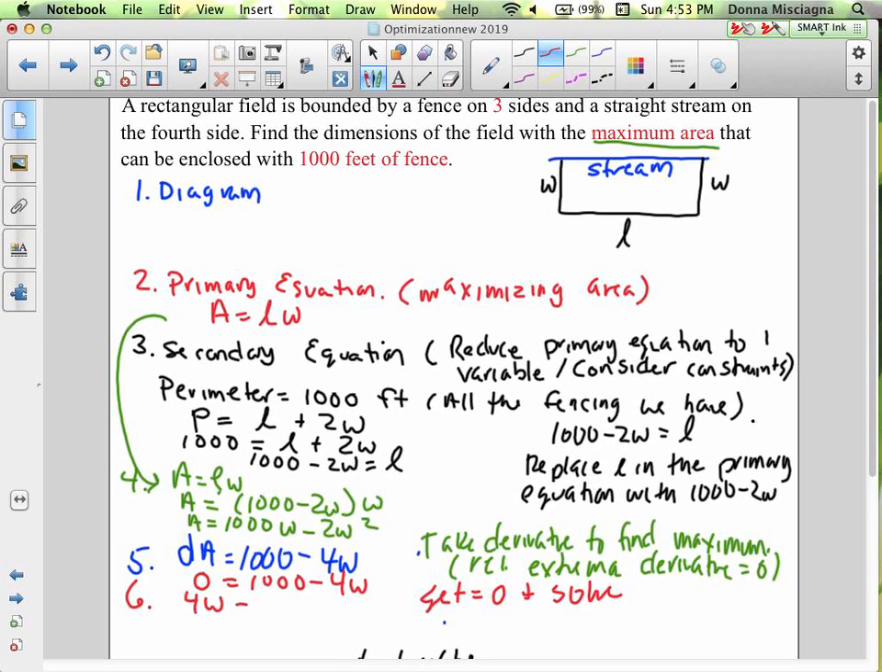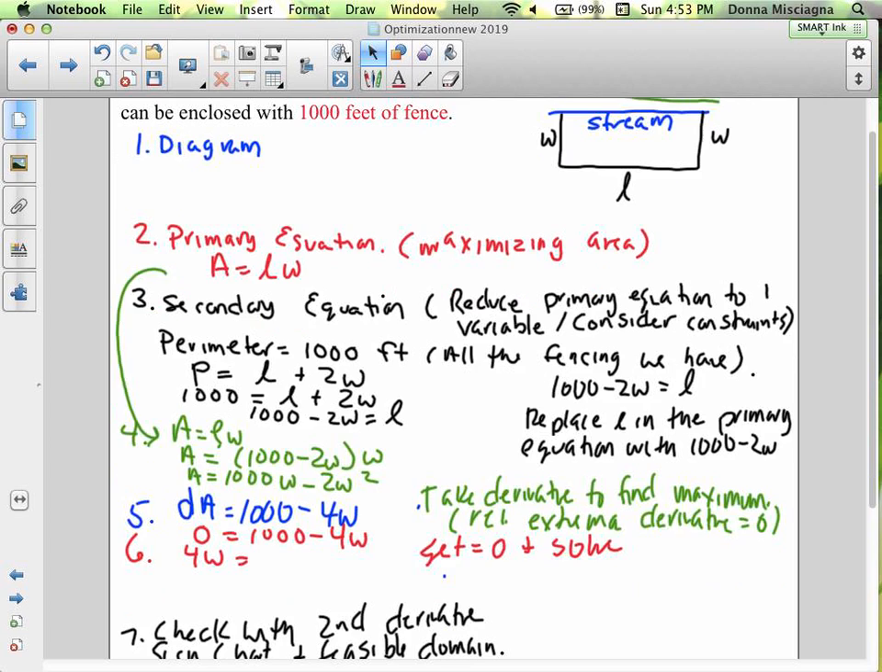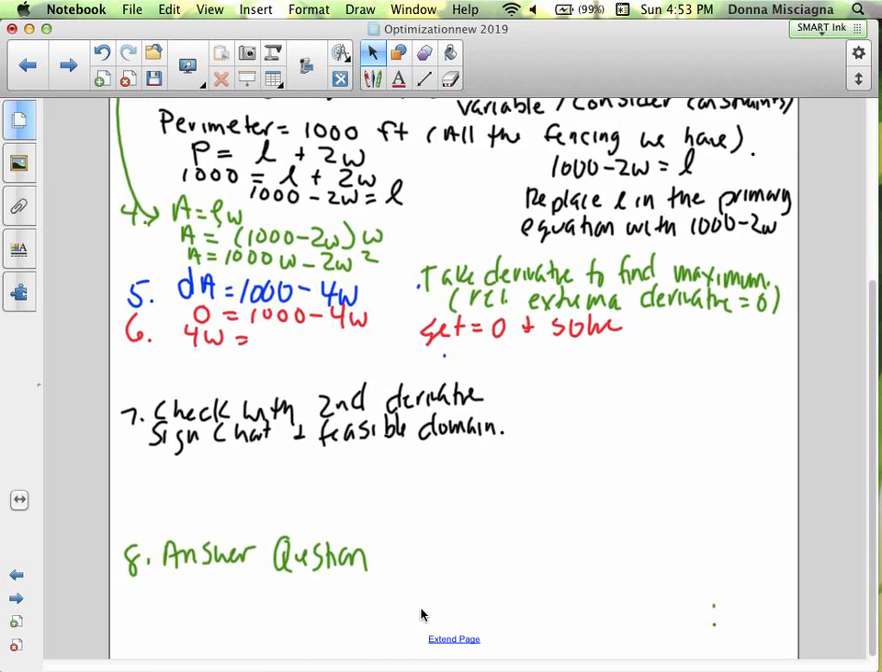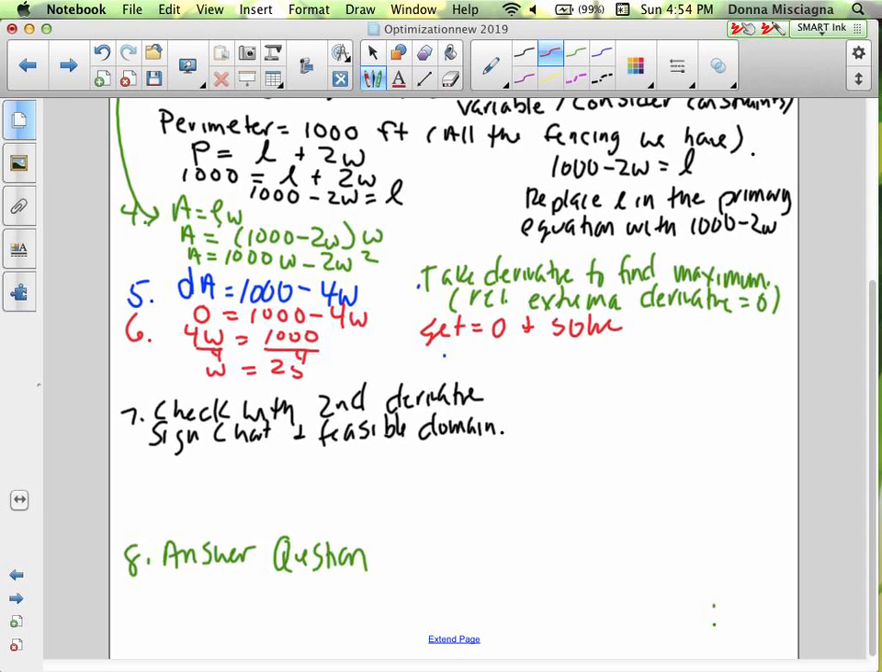4W, and I'm also going to scroll this page up. If you need to write anything down, you pause the tape. I'm going to scroll this up, if I can find the cursor, which is hiding on me. Oh, there it is. So 4W equals 1,000. Divide both sides by 4, and W is 250. All right, so that's our critical point.